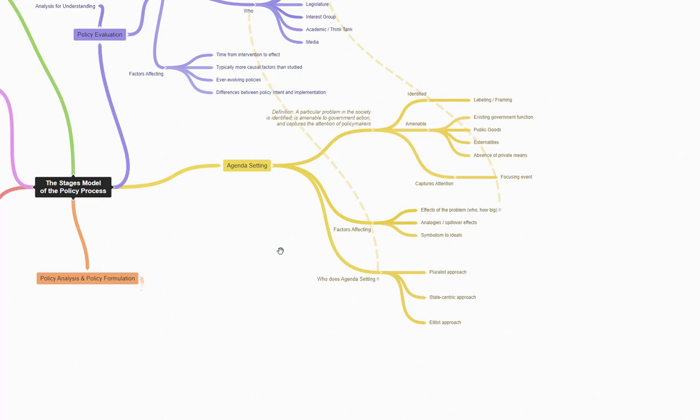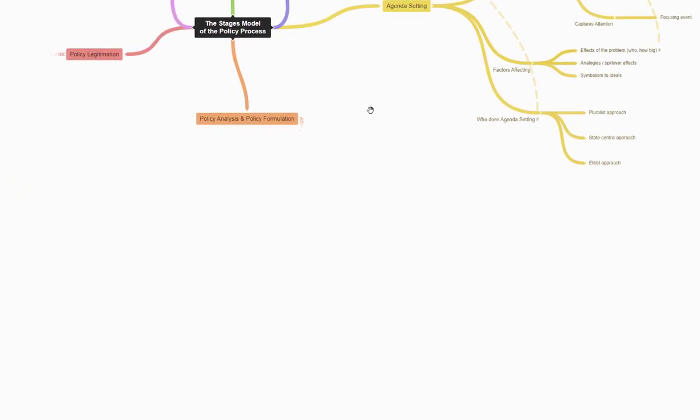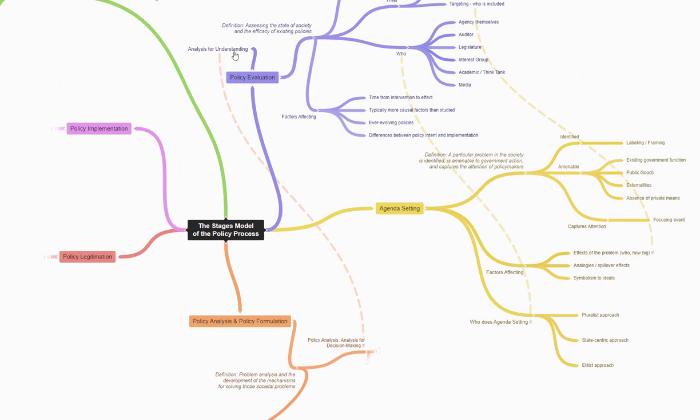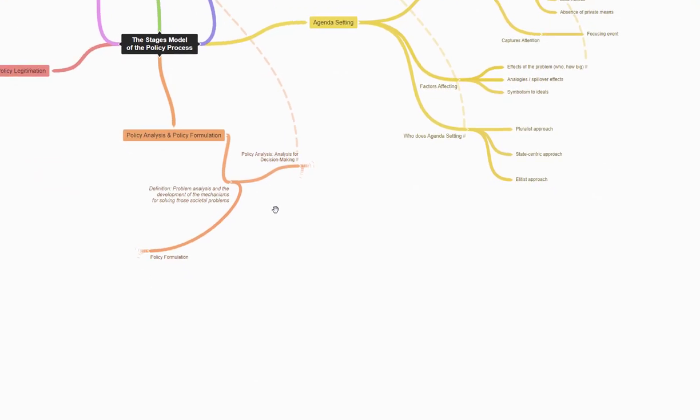So now we've studied society. We've got this problem on the mind of a policymaker. Now it's time to do some policy analysis and policy formulation. Here we're going to study the problem and develop mechanisms for solving this problem. So now we're in the world of analysis for decision making, and contrast that to the analysis for understanding we did earlier. Now we want to do analysis to help a particular decision maker make a decision.